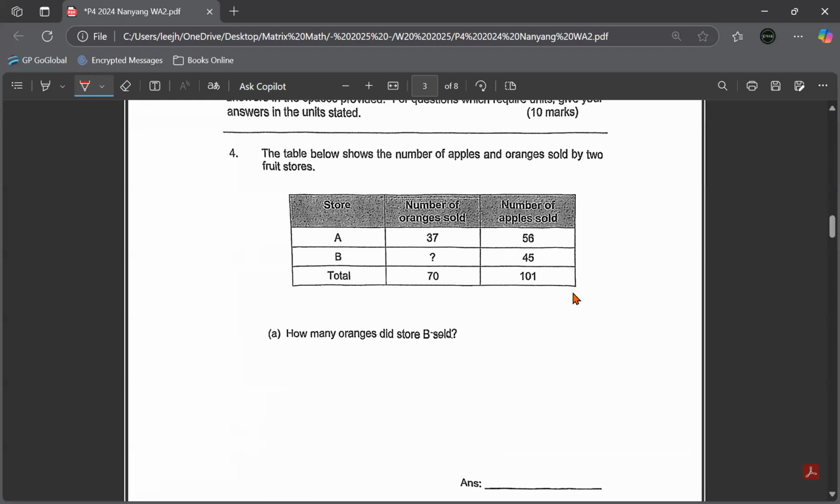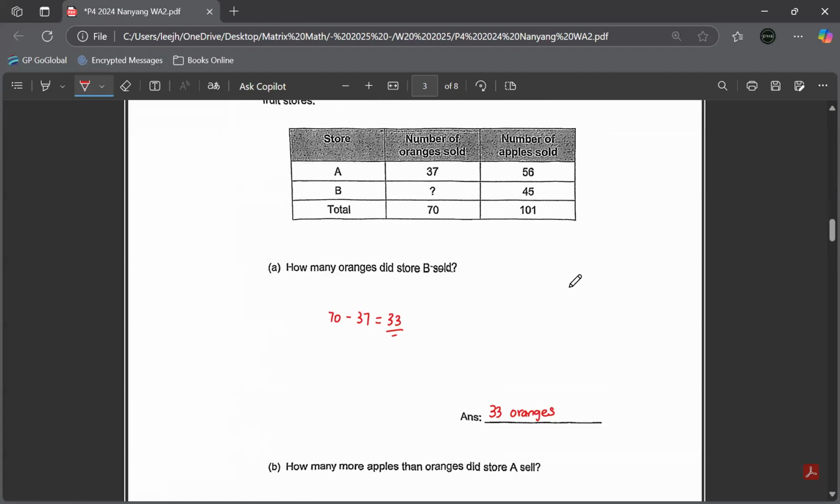Okay, but you see that in total, both stalls sold 70 oranges. If A sold 37, B will be selling how many? You just take 70 minus away 37. Your answer is 33. So just write 33. You can write oranges, it'll be good. Okay, then now we go to question B.